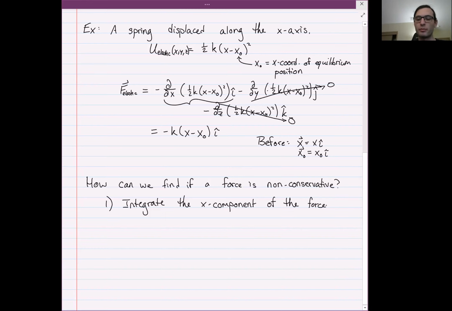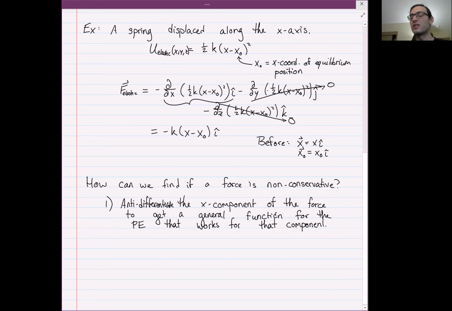I'm just choosing the x component to get a general function for the potential energy that works for that component. I should actually say anti-differentiate. That'd be more correct. Anti-differentiate, that works for that component. I'm going to go through an example for this, by the way.